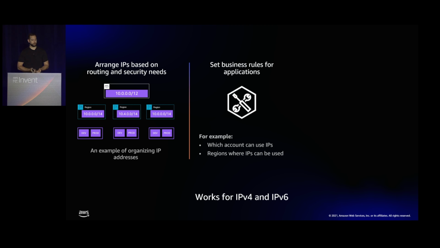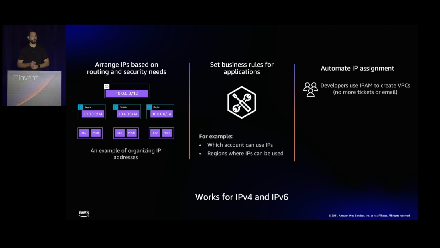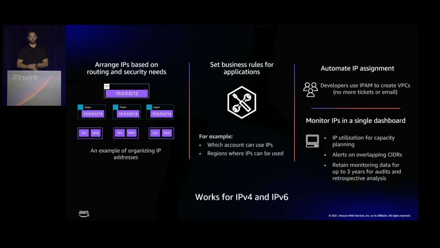You can also set business rules for your application, so which accounts can use which IPs, which regions can use which IPs, so there's a little bit of policy control there around who can actually consume those IPs. You can also have developers create VPCs and request IPs as they go. So no longer do they have to go and see the guy or girl managing the Excel spreadsheet and say, hey, can I please have some IPs? They can do that automatically. We also have a single dashboard that you can monitor your IPs from, and I have a couple of screenshots on what that looks like too.